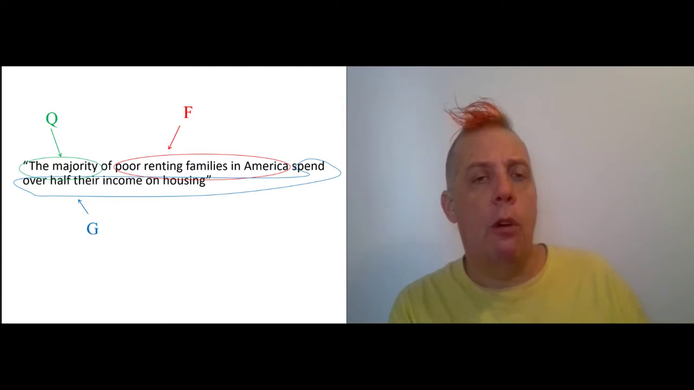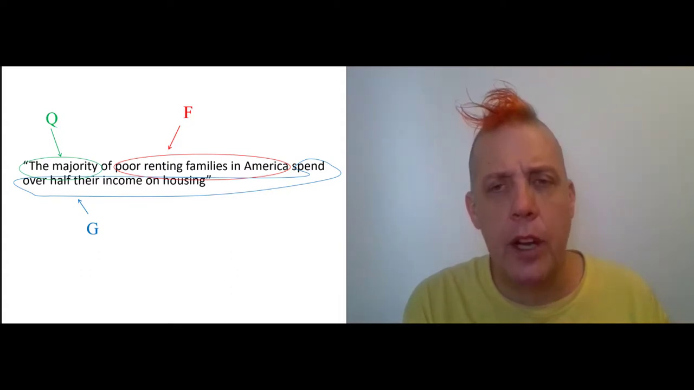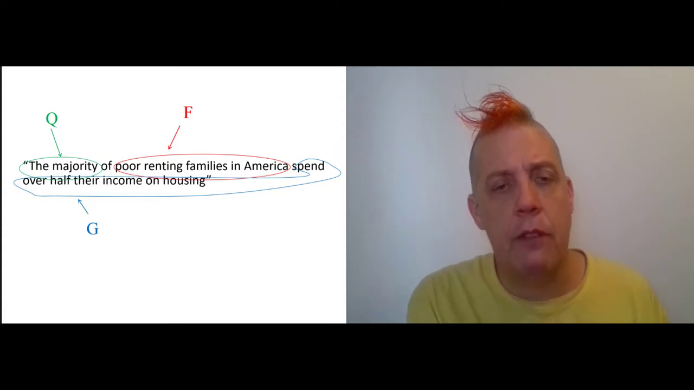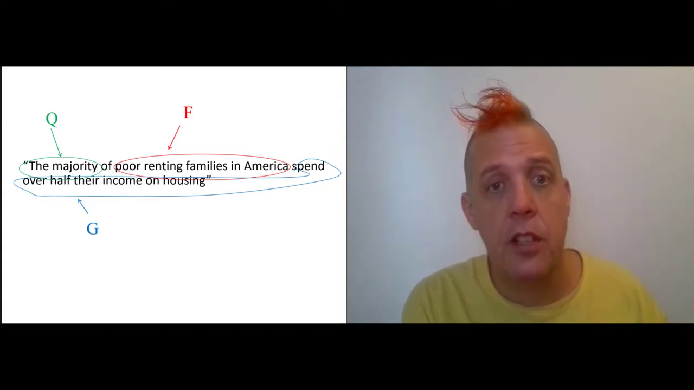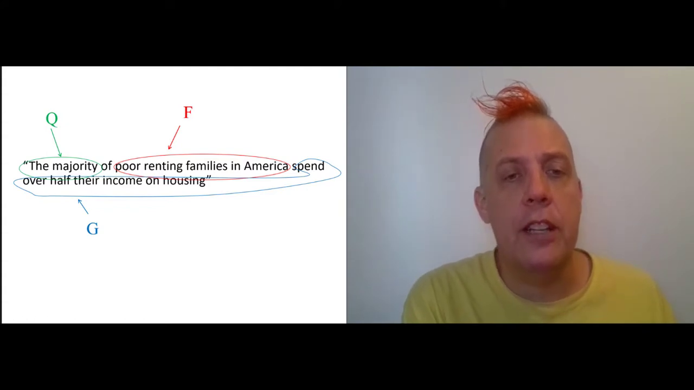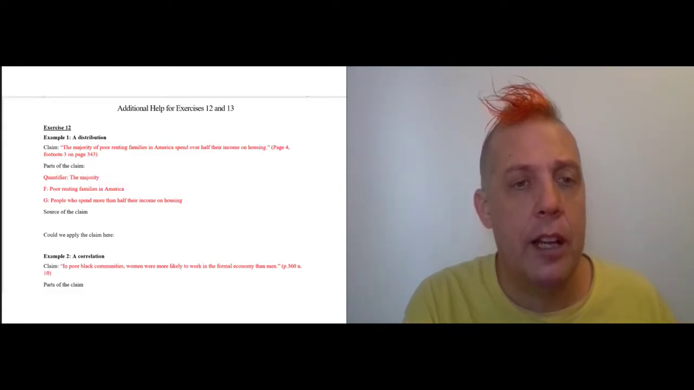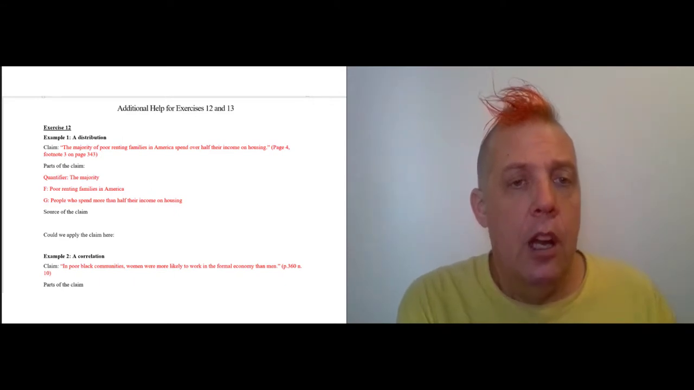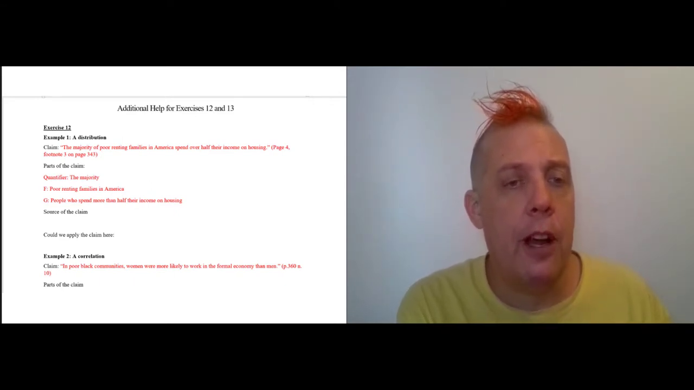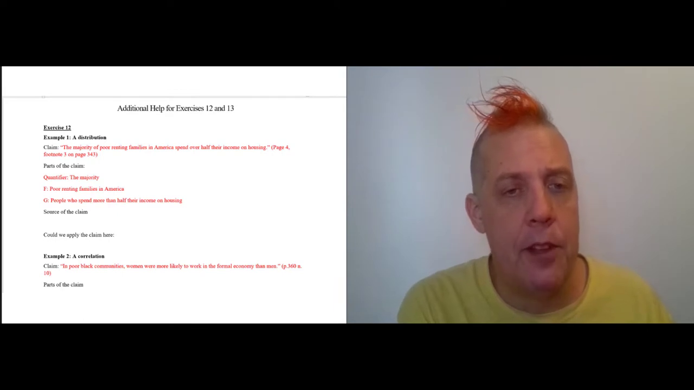And when we go over to our claim here, the majority of poor renting families in America spend over half their income on housing, we see that the quantifier is now the majority. So it's not quite as precise as the previous sentence. We don't have an exact number, but we know that it's more than 50%. Our first category is poor renting families in America, and our second category is people who spend over half of their income on housing. So on the exercise sheet, that would look like this: quantifier, the majority; F, poor renting families in America; G, people who spend more than half of their income on housing.